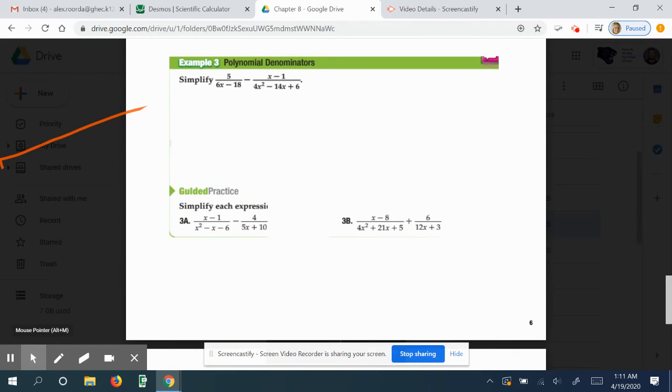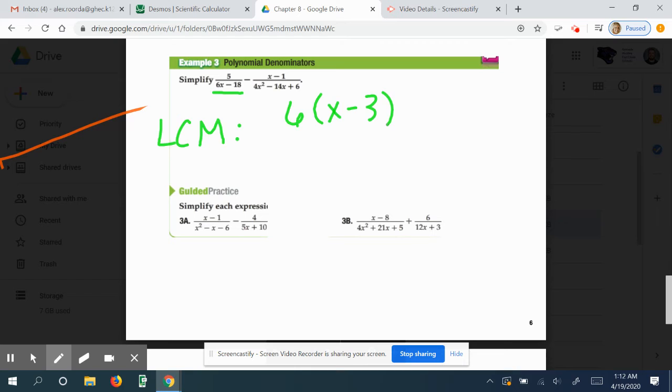All right, so the last ones we're going to look at here are ones in which we have larger denominators. We have polynomials in our denominators, right? So first off, if I look at this one, the least common multiple, we've got to figure it out. So for the first one, my factors are, I'll take out a 6, and then I get x minus 3, right? That's the first one, okay?